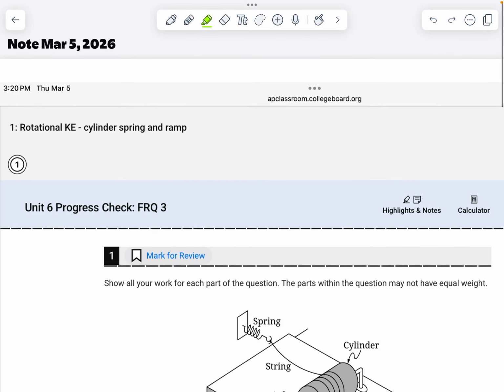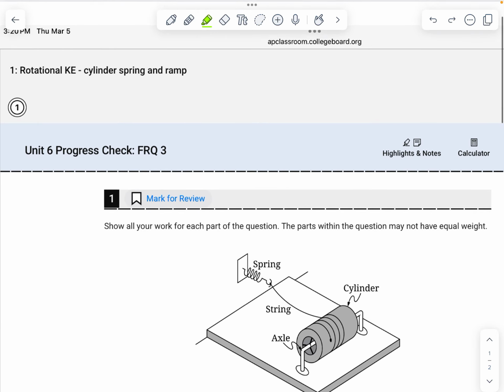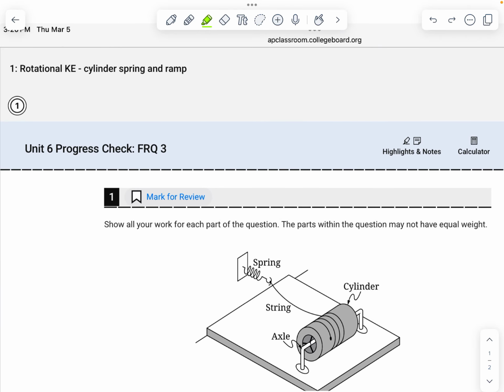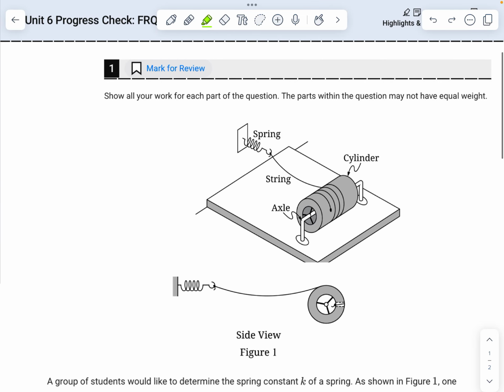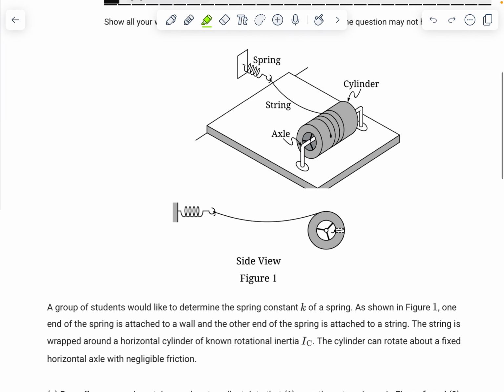All right, Unit 6, progress check, FRQ number 3. So we've got a cylinder that's connected to a spring, and the spring is connected to the wall, and they're connected by a string that wraps around the cylinder. And there's the side view right there. It says a group of students would like to determine the spring constant K of the spring. So we're solving for K.